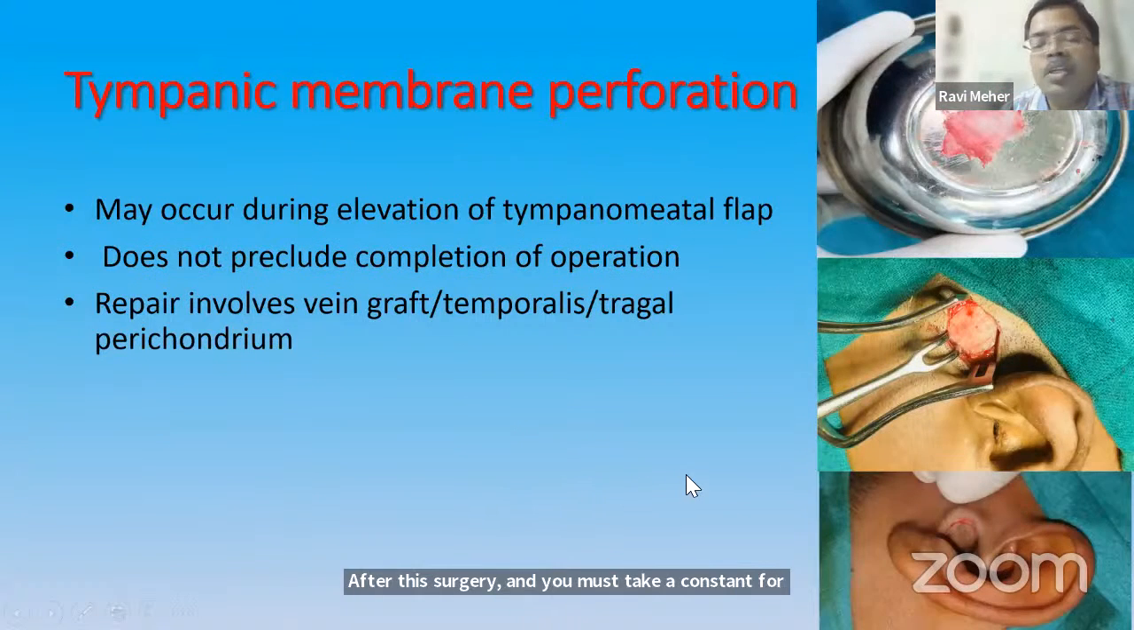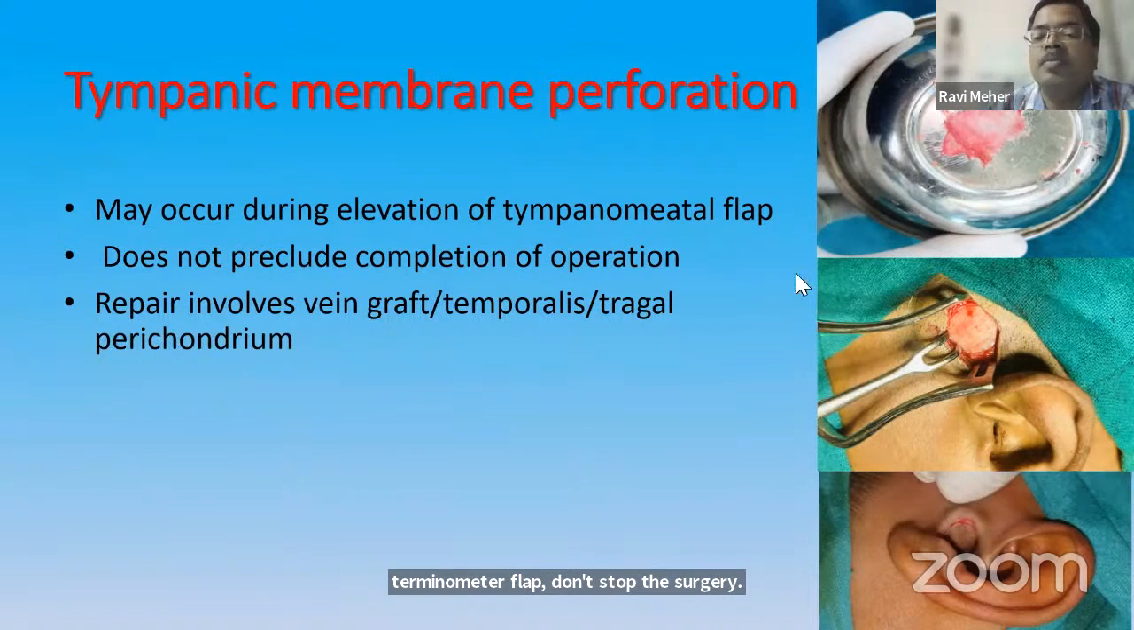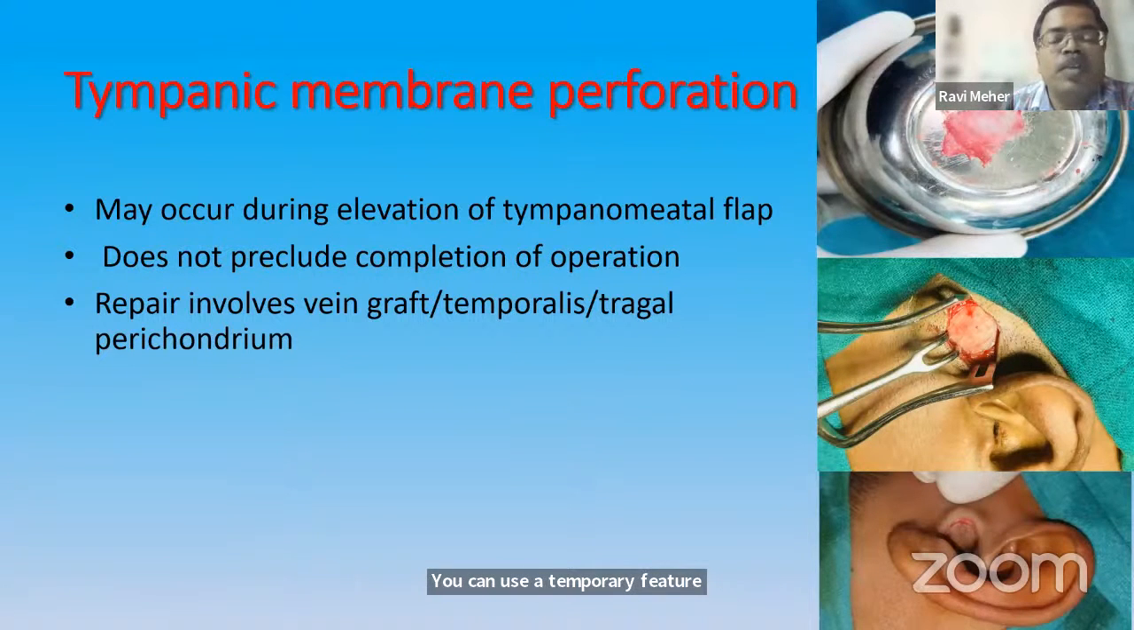Tympanic membrane perforation, if it is there, you proceed with the surgery. If there's a perforation which has occurred during the elevation of the tympanomeatal flap, don't stop the surgery. Proceed with the stapedotomy, put the piston, and repair the tympanic membrane in the same sitting. You can use a temporal fascia graft or a tragal perichondrium. I usually use a tragal perichondrium if there's a perforation in the tympanic membrane during stapes surgery.